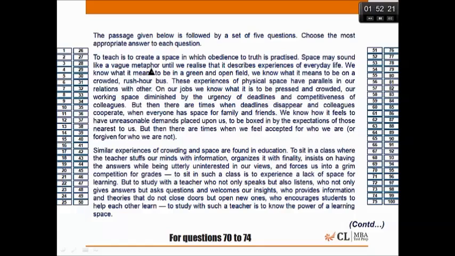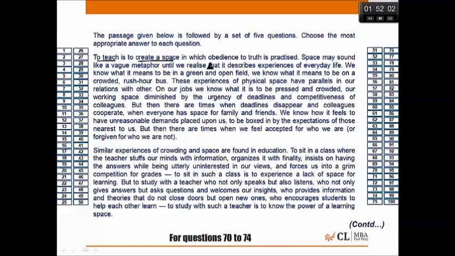Okay. To teach is to create a space in which obedience to truth is practiced. I've not understood much. Okay, so let's say we need to create space. Okay, let's hope the passage will help us. Space may sound like a vague metaphor.